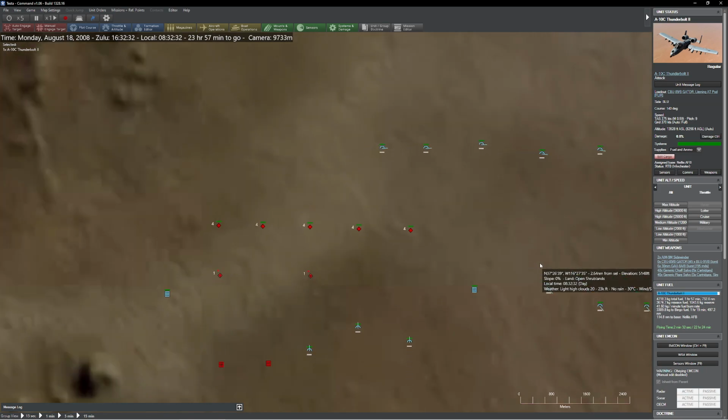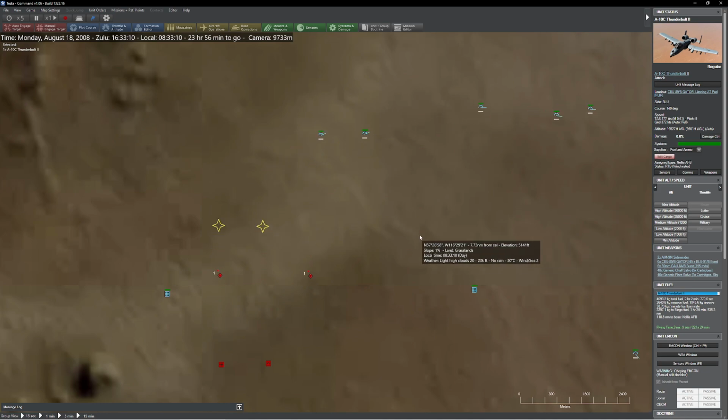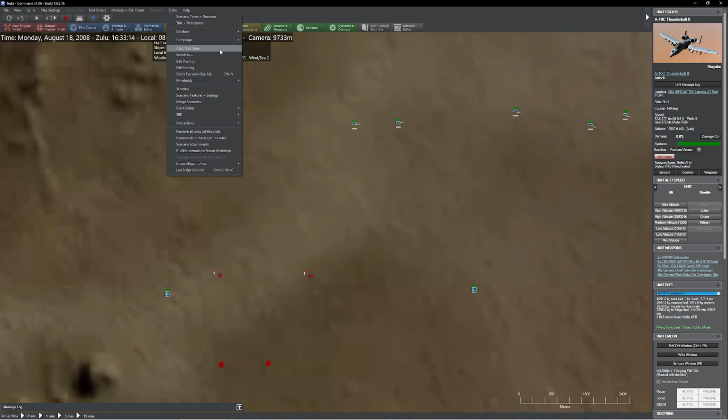Armor not looking so hot here. And of course, we have our trucks in the back. Oh my gosh, look at that. All right, let's switch to the other seat and see what happened.